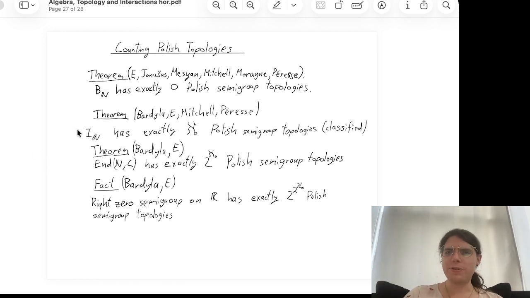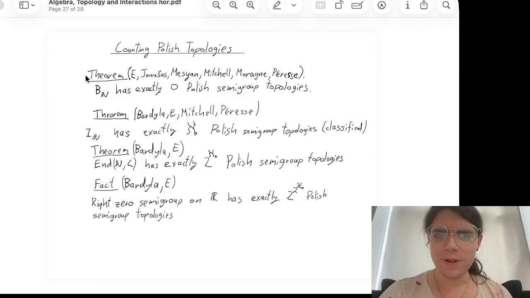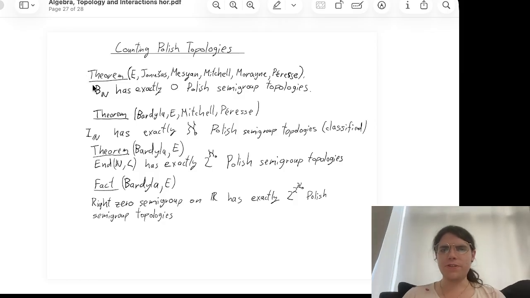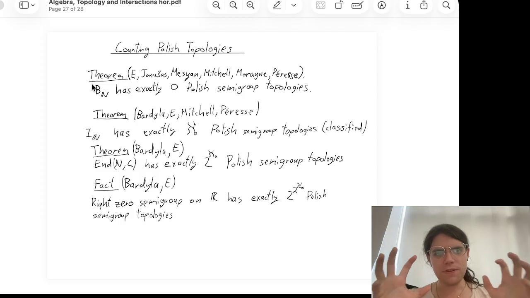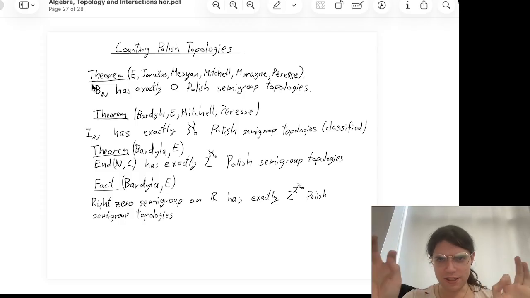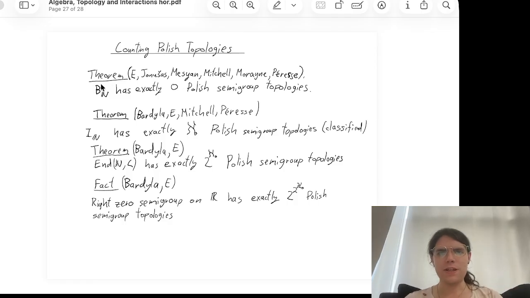Okay, so here's a question which I think is really fun. Okay, I've been going on for too long, but not ridiculously too long. So, counting Polish topologies. I didn't mention this result before, but if you look at the binary relation moid on the natural numbers, this has exactly 0 Polish semigroup topologies. You can prove that it has automatic continuity with respect to something which isn't Polish, and this sort of breaks certain things.